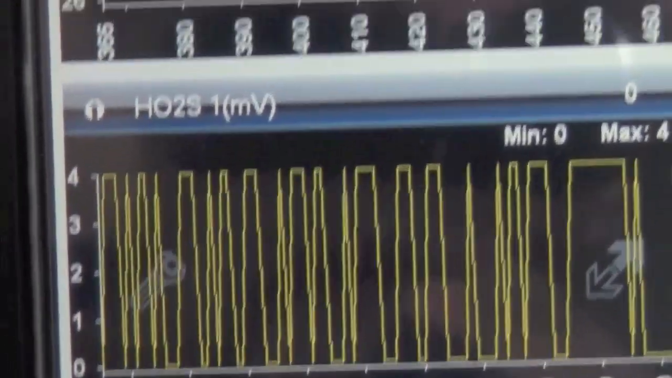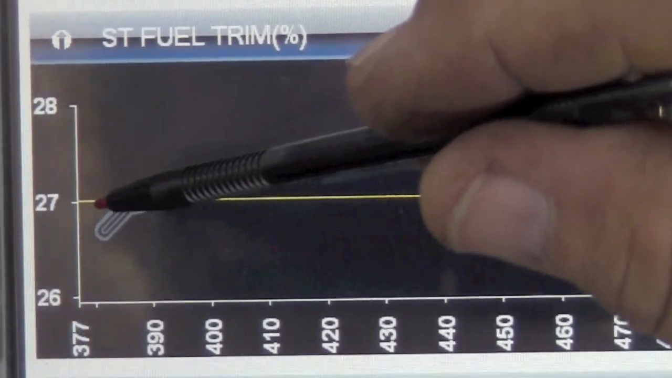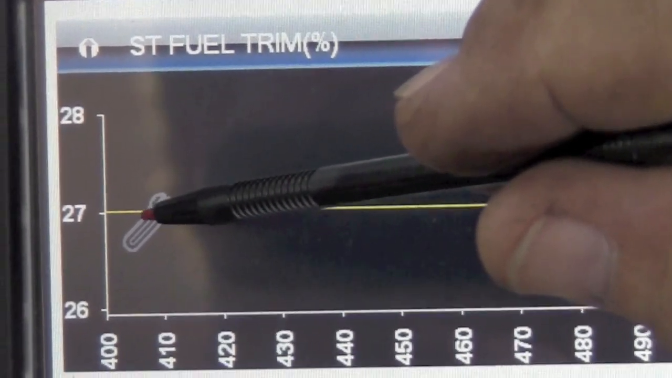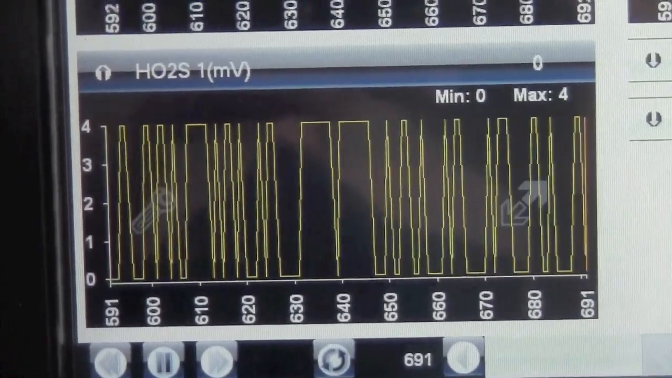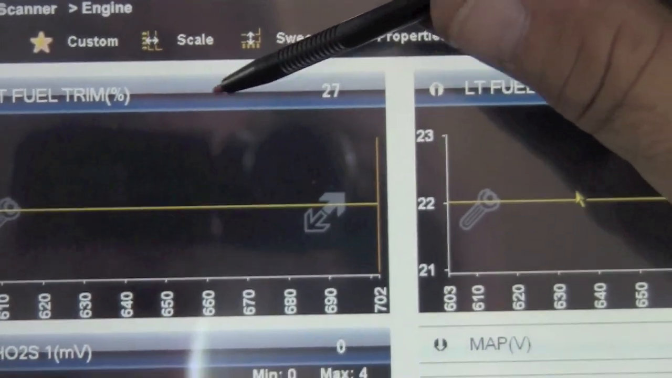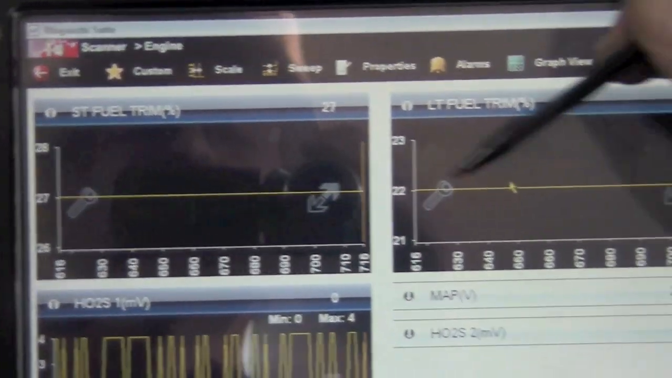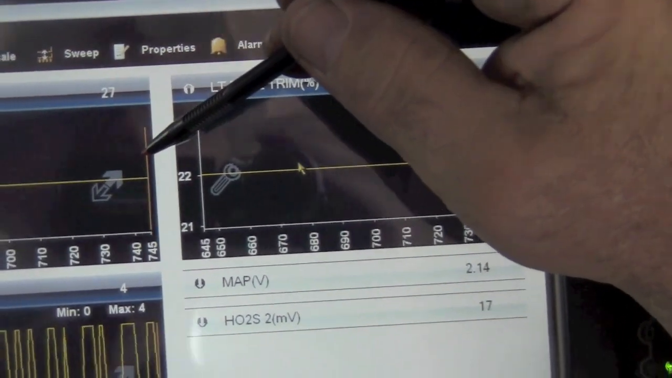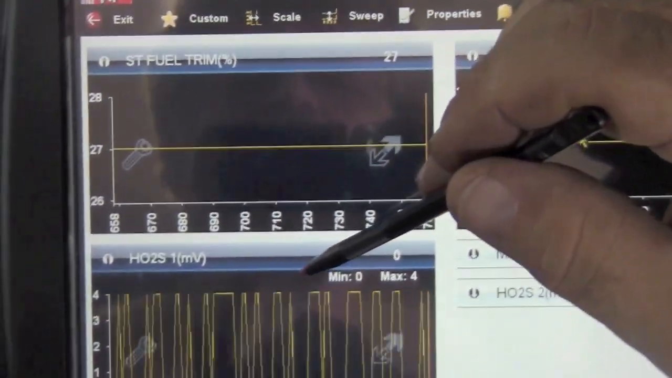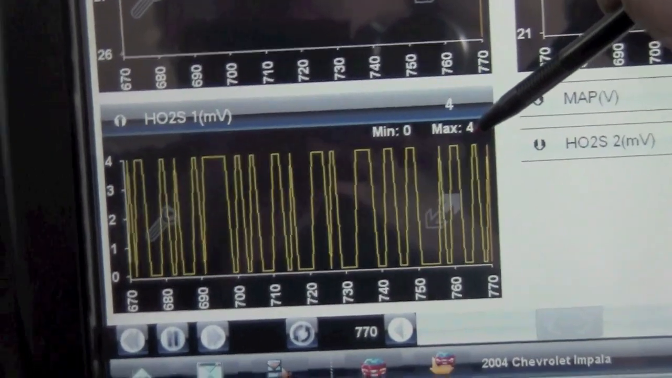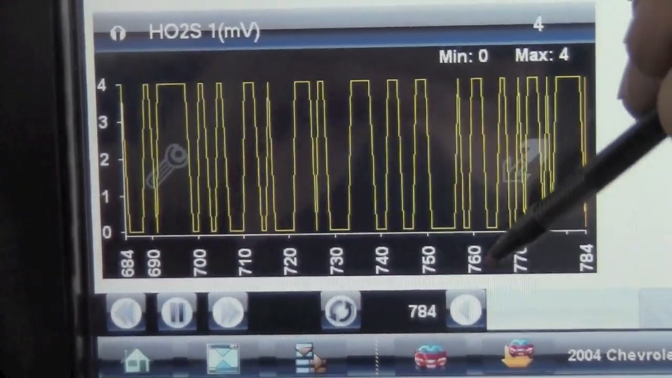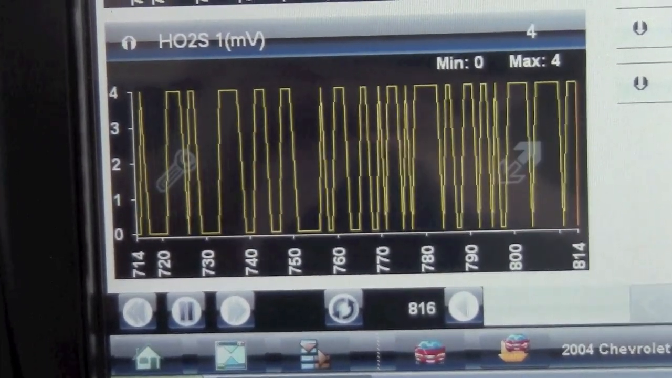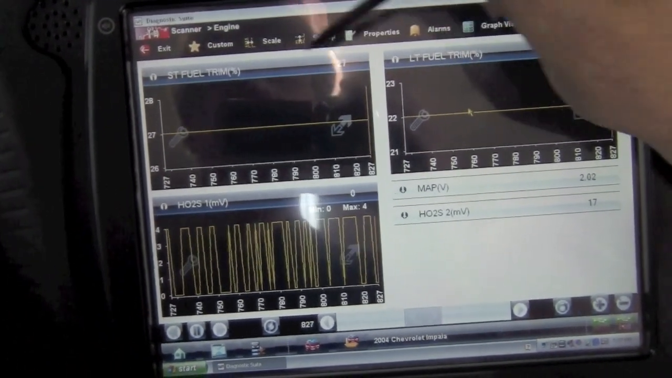Now our short-term fuel trim is reading 27. Short-term fuel trim should be hovering somewhere around 0. Now if you look at the long term and the short term, both of these are very high. So they are indicating that the computer is trying to add lots and lots of fuel. If you look at the oxygen sensor, it is very, very lean. So the computer is saying that the one bank of the engine is very lean. Therefore, it's trying to add fuel. Now let's go back out of here.